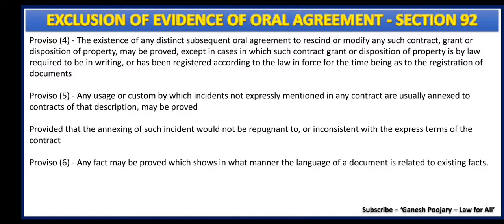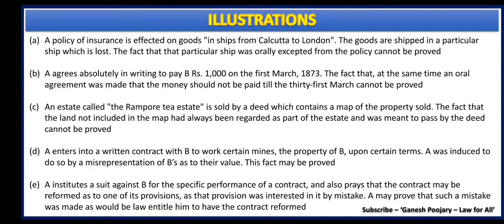In the first illustration, there is shipment of some goods by ship, and if someone says there was an oral agreement between the parties, the same cannot be proved because for such big transactions there should be written documents. That is about illustration 1.